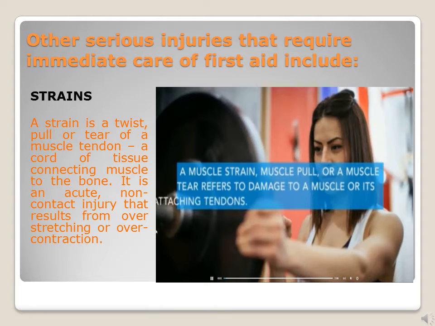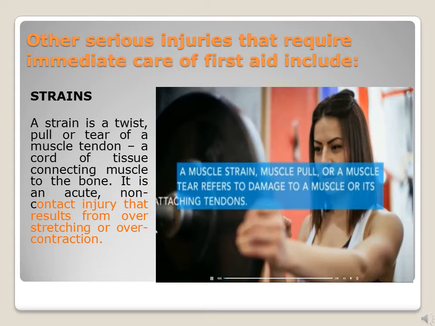Other serious injuries that require immediate care of first aid include strains. A strain is a twist, pull, or tear of a muscle tendon, a cord of tissue connecting muscle to the bone. It is an acute, non-contact injury that results from overstretching or overcontraction.